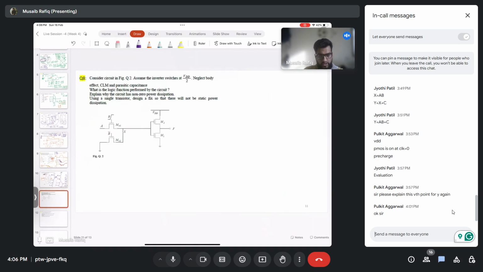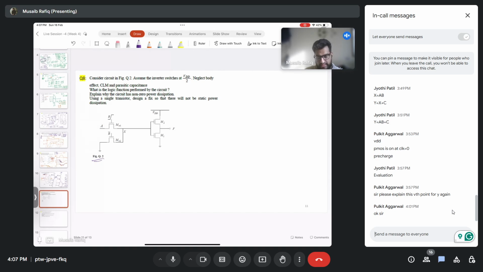So I want you to implement this question first, and then I will show the solution. You have this circuit shown in the figure below, and you have to assume the inverter switches at VDD by 2, the ideal case. First of all, you need to tell me what is the logic function performed by the following circuit. And then explain why the circuit has non-zero power dissipation.